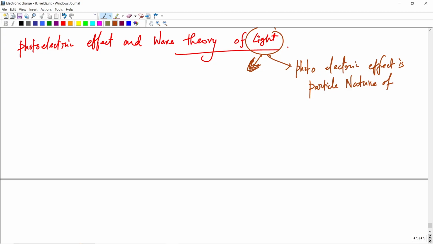So what is the particle nature of light? Before that, we will first recall the previous class. What is the photoelectric effect? Here, first draw a discharge tube.